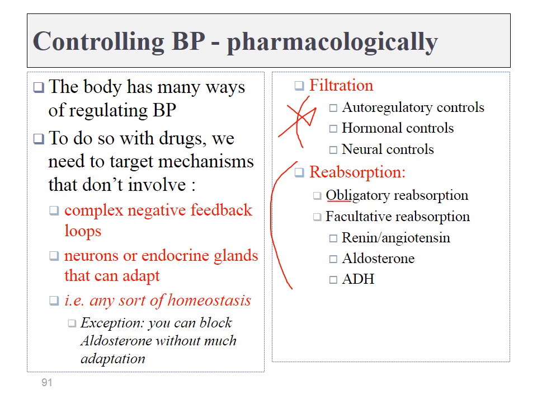Reabsorption can either be obligatory or facultative. The facultative reabsorption meant that I could adjust how much I was reabsorbing. These adjustments were regulated by hormones like renin-angiotensin, aldosterone, and ADH. So we're going to want to shy away from these, because if you were to, say, block this, your brain could always produce more of it.